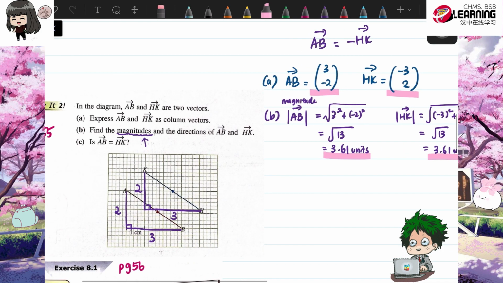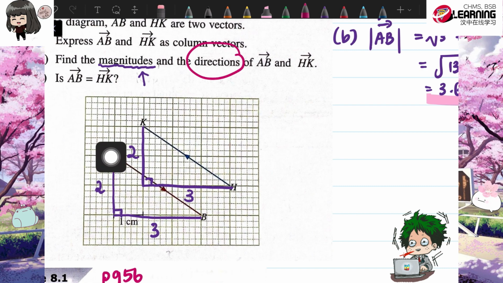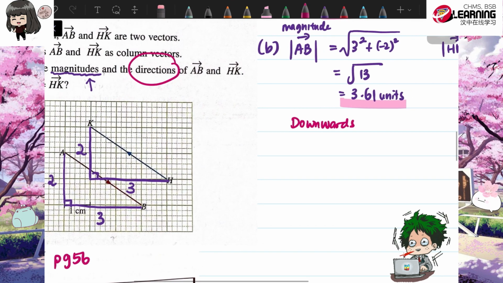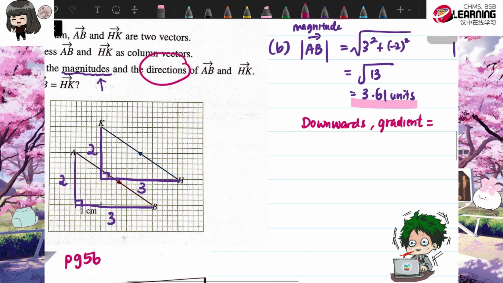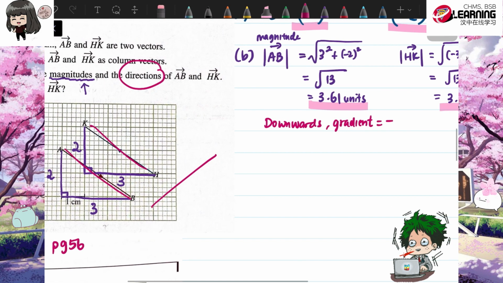And direction. How are we going to write it in direction form? We can show that AB is going downwards. So the direction of AB is going downwards, with the gradient of y over x. This is going down. If it's going like this, it means a negative gradient. A positive gradient is like this, a negative gradient is like this. So this is negative of y over x. Your y is 2, your x is 3.